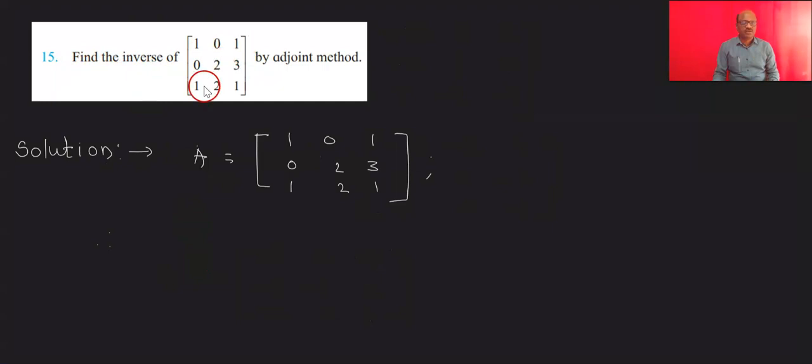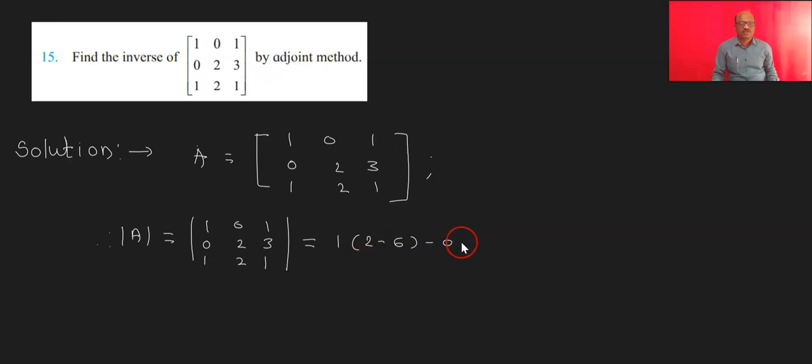Find the inverse of 101, 023, 121 by adjoint method. Let the matrix be A. Now first we find out the determinant of the matrix. Determinant of A is equal to 101, 023, 121. And that's equal to 1 into 2 minus 6, next is 0, then 1 into, in bracket, 0 minus 2, overall you will get minus 4, and here is minus 2. That is equal to minus 6.